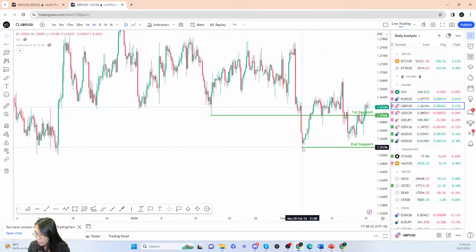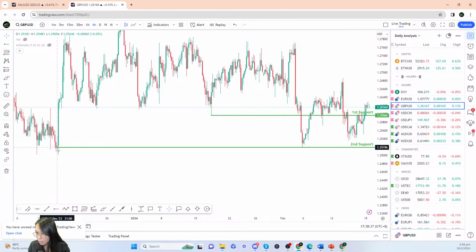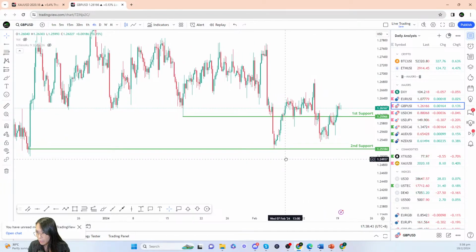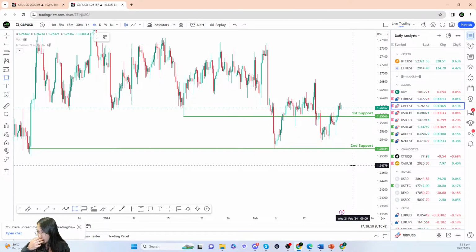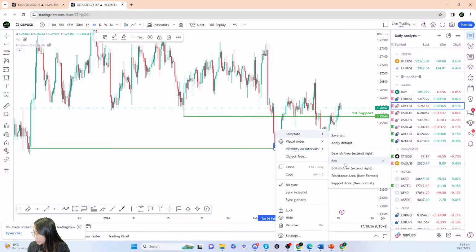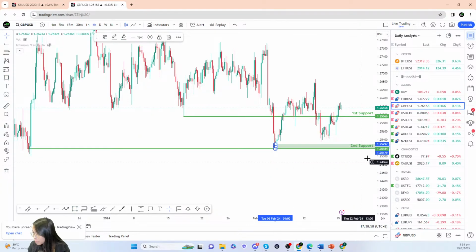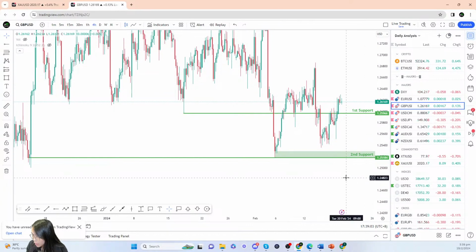Let me try to adjust to see if I can connect to this wick. Okay, so this will be my second support. And as you know, support and resistance is actually an area instead of just one line. So I will highlight this area. I'm gonna make it bigger so it's easier to see.